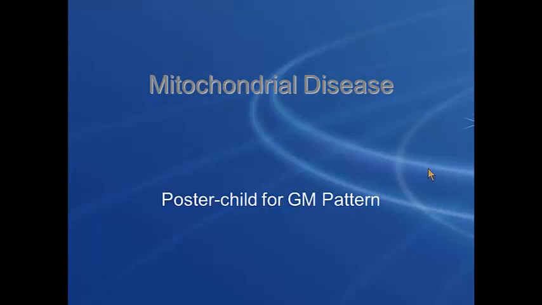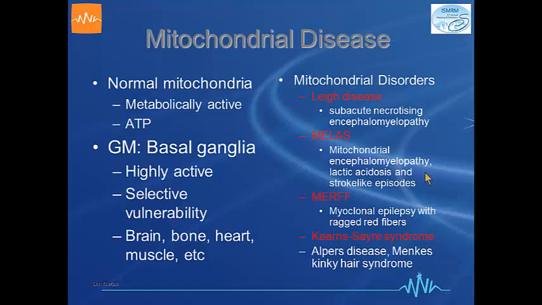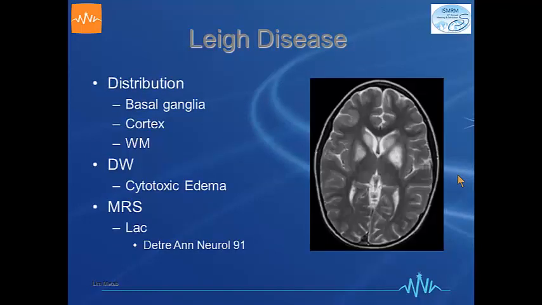The poster child for the deep gray matter is, of course, mitochondrial disease. And these are very active, and therefore there's selective vulnerability in the gray matter, particularly the deep gray, but also in the cortex for MELAS. So the classic pattern is deep nucleus and cortex. And MERRF is primarily a muscle disease, which we don't come across very often, likewise Kearns-Sayre disease.